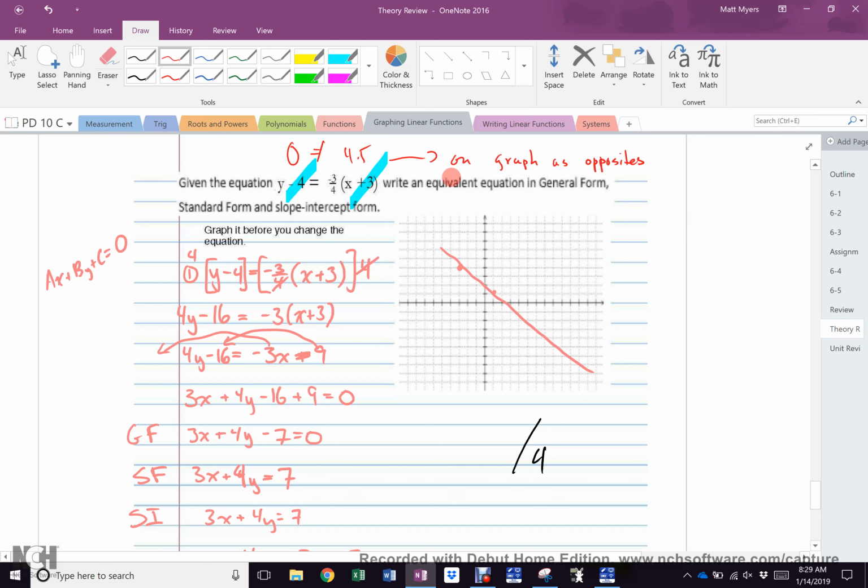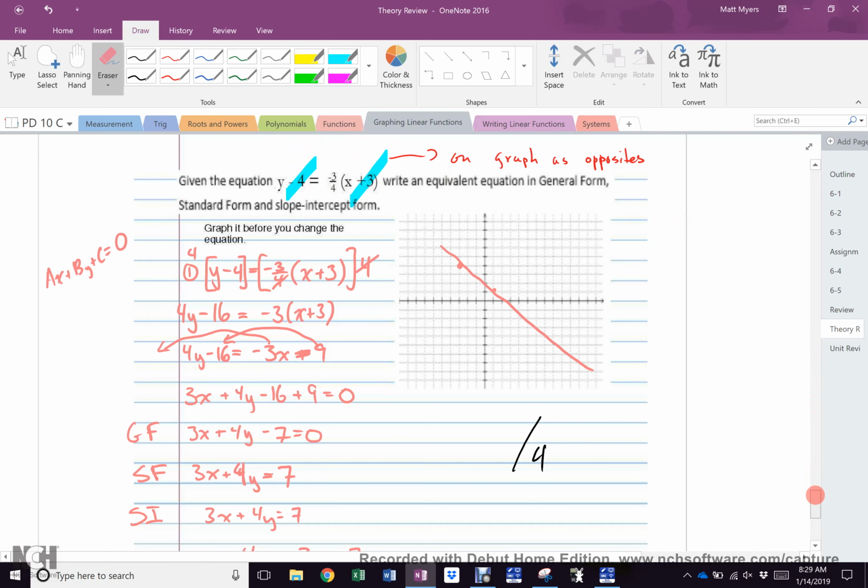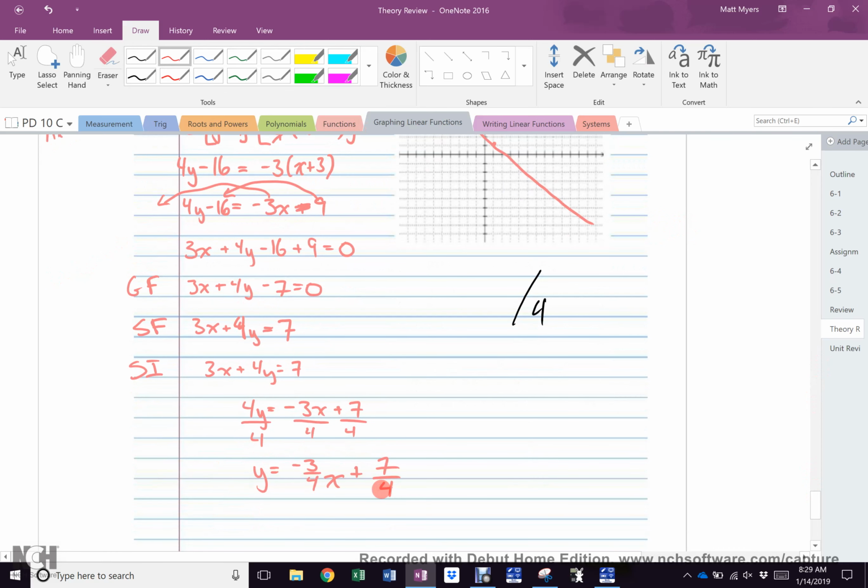Ganika, I think for your slope-intercept form, I think it's wrong. Slope-intercept form. Right there, the bottom. Oh, okay. Sorry. Slope-intercept form starts as general form and then you finish it.